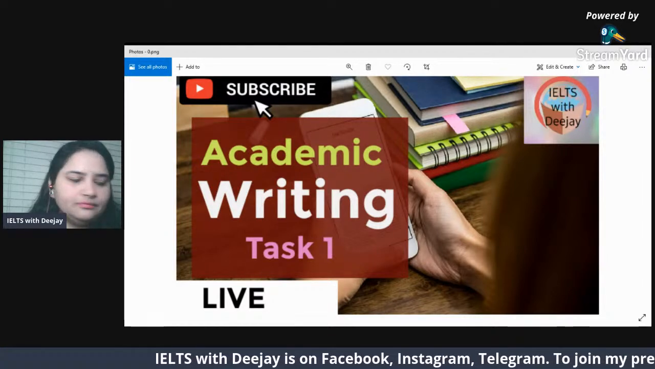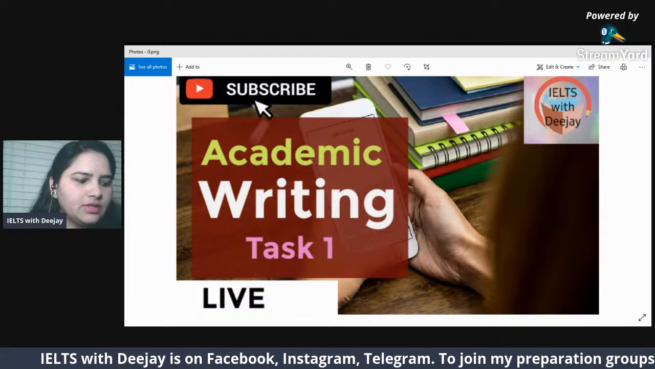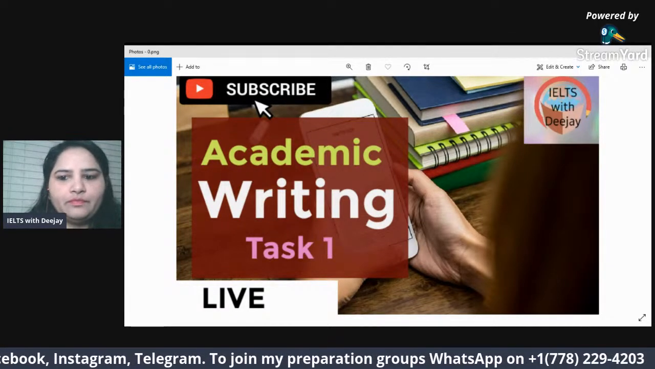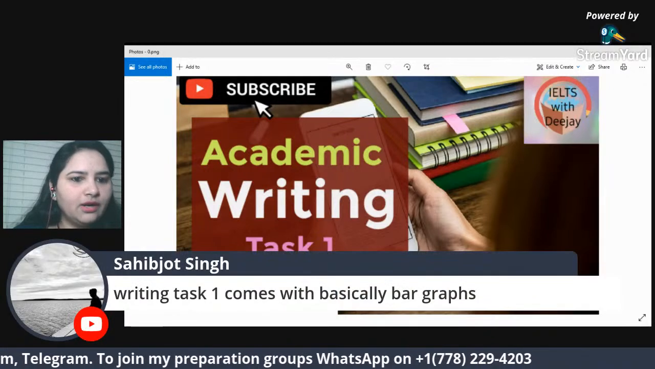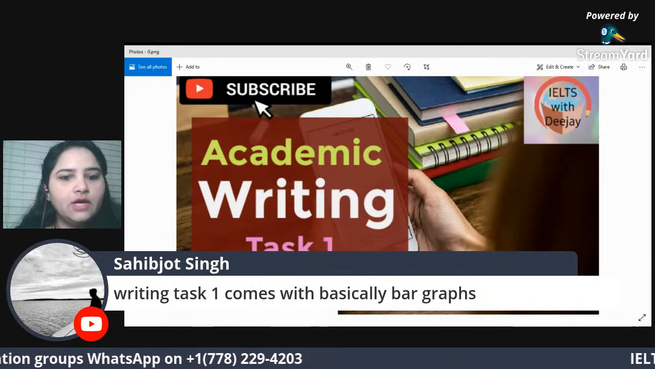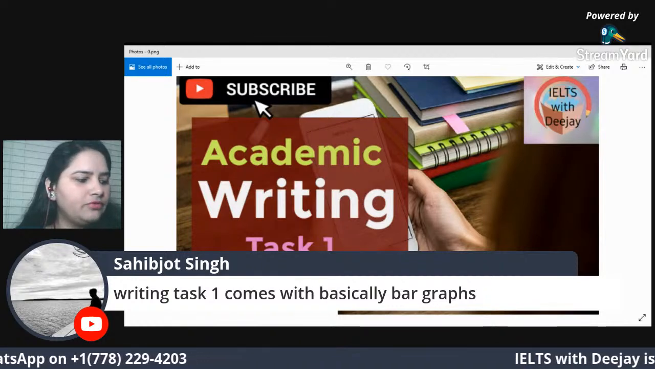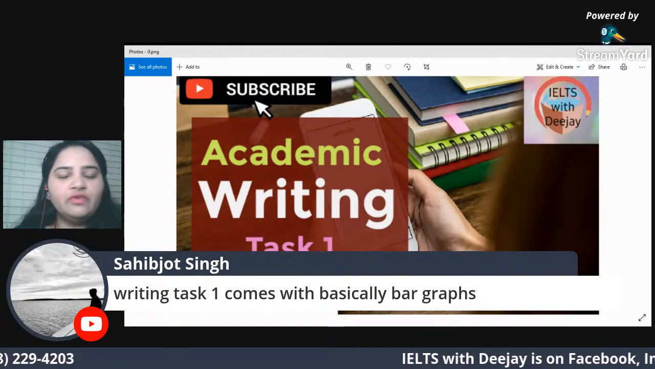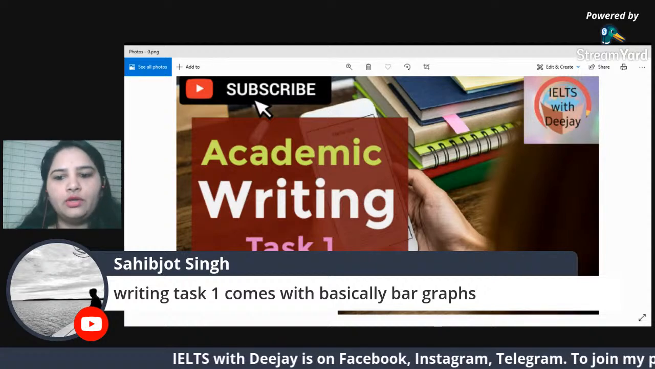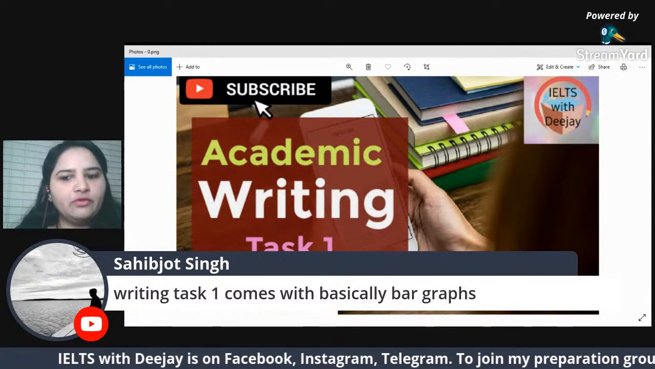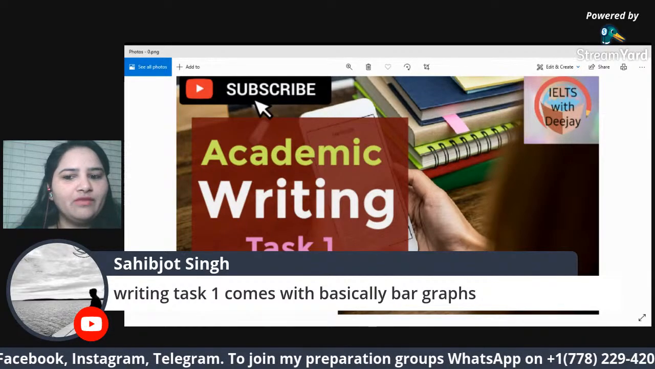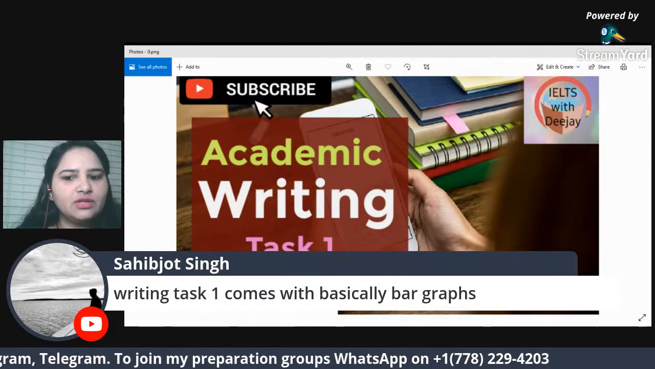Writing task 1 comes with basically bar graph. No, it's not only bar graph. We have different graphs, like a pie chart, a table, a picture, sometimes a process. So we get all these things. When we are doing it, we have to spend 20 minutes. We have to break that into paragraphs using the given statement.